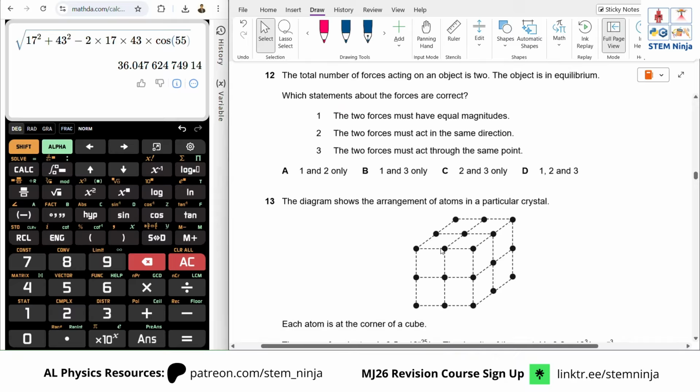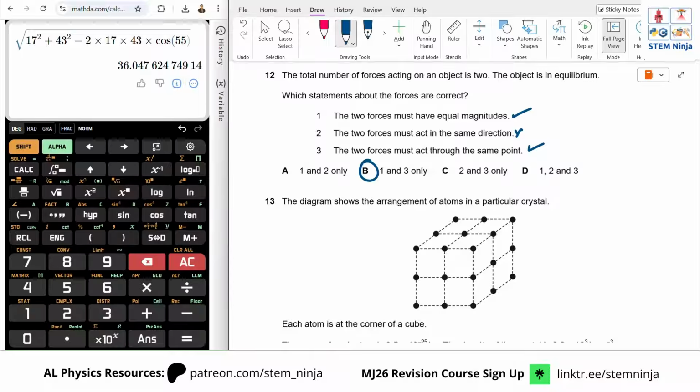Okay, moving on. The total number of forces acting on the object is 2. The object is in equilibrium. Which statements about the forces are correct? So if the total number of forces acting on an object is 2 and the object is in equilibrium, the two forces must have equal magnitudes. They must act in opposite directions, so this is going to be incorrect. Two forces must act at the same point. This is going to be correct. So 1 and 3 would be B.